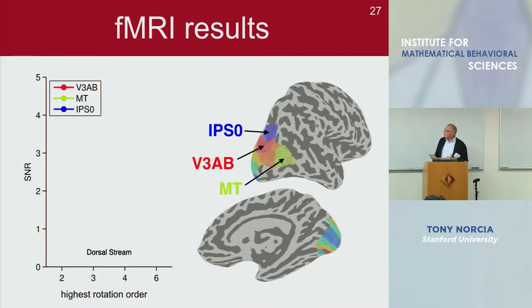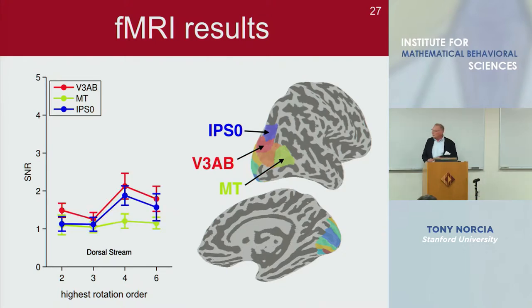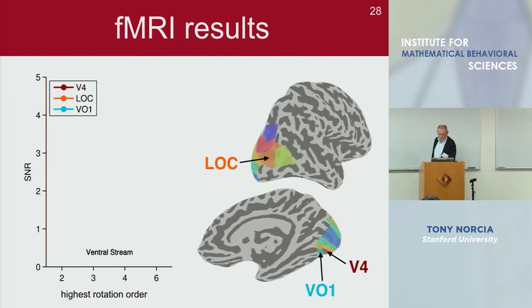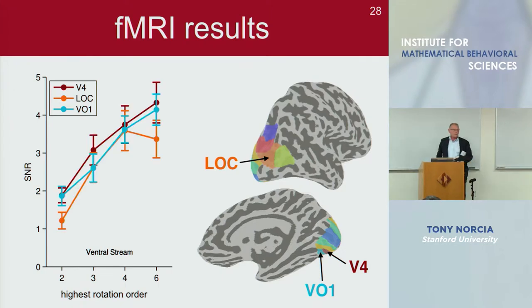We can look at some other areas. IPS0 and MT would be what are called dorsal stream areas. MT has no response, no sensitivity to rotation. These two areas here, IPS0 and V3AB, have some small amount of sensitivity. It's more step-like as opposed to parametric. These what would be called classic ventral stream areas have very strong parametric dependence on rotation order. So we have at least four areas that are coding the order of rotation symmetry.